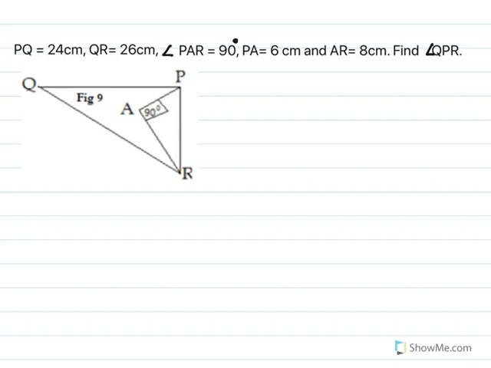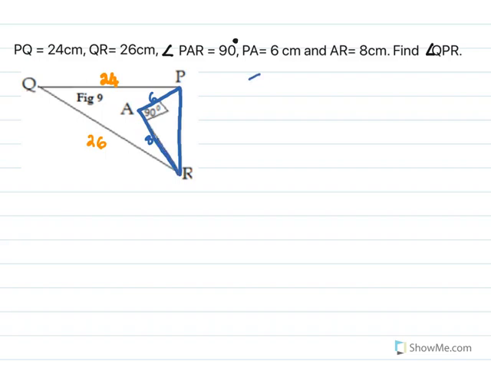PQ equal to 24, so this is 24 centimeters. QR equal to 26. PA equal to 6 and AR equal to 8. Find angle QPR. So first we'll take up the triangle APR.